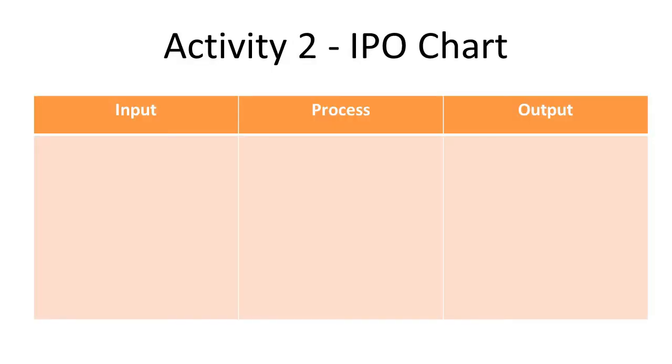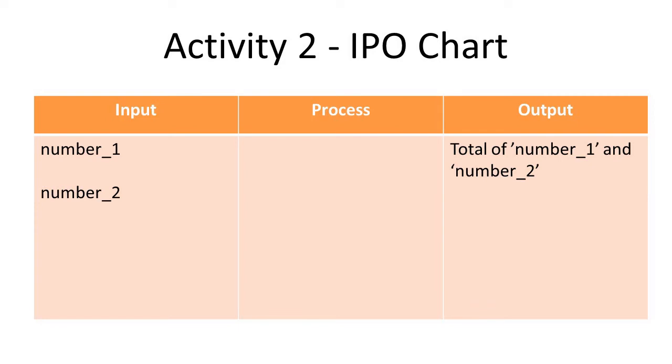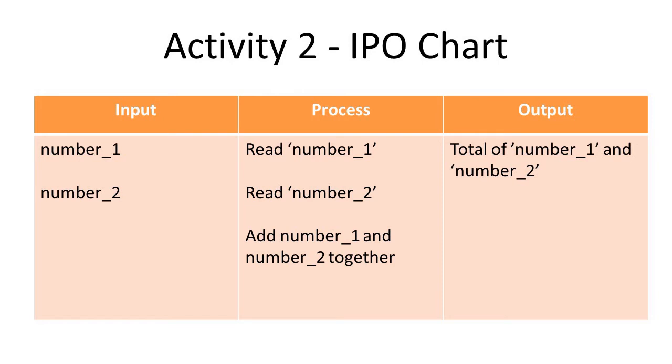In between the input and output, there are a couple of processes that the program needs to go through. First, the program needs to read number 1 and number 2. Then it needs to add the two together. After adding the two together, the program needs to present the sum of the two numbers. After going through all the steps, the total of the two numbers is added together and presented in the program.